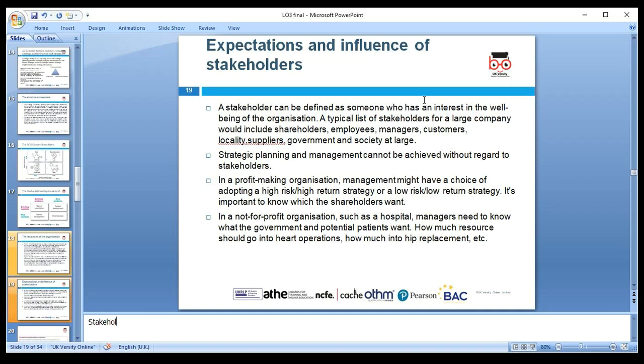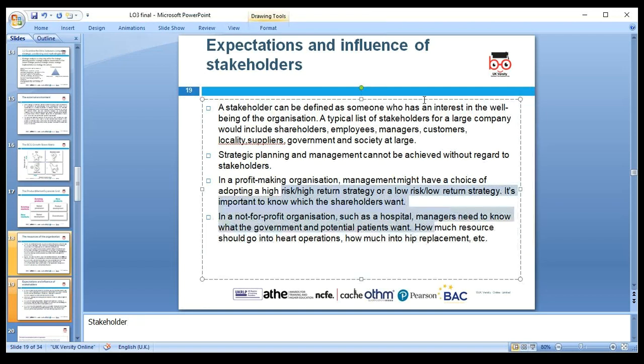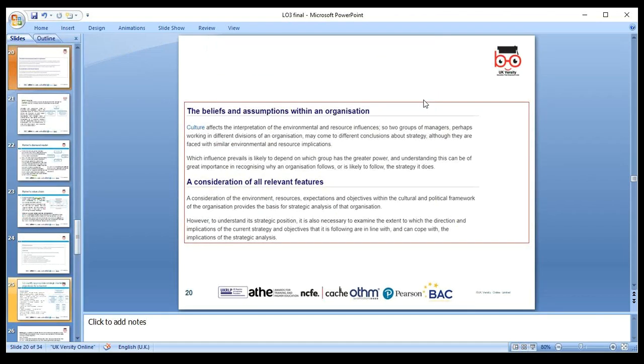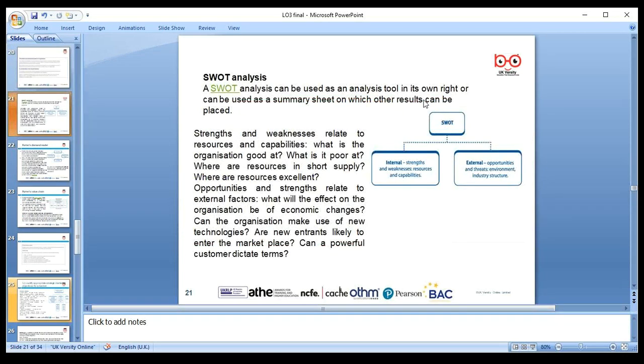Okay, guys. So this slide will further guide us. Expectation of stakeholders. Stakeholders mean anybody who has any interest in the business. So think about the expectation of your shareholders, the expectation of your customers. We can use different mapping in different industries, which have different stakeholder expectations. And the beliefs within our organization represent the culture, and the relevant features should be considered when you make strategy decisions.